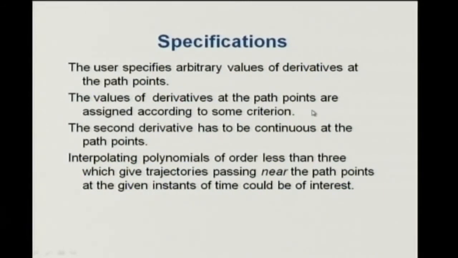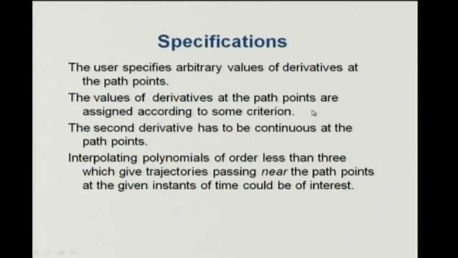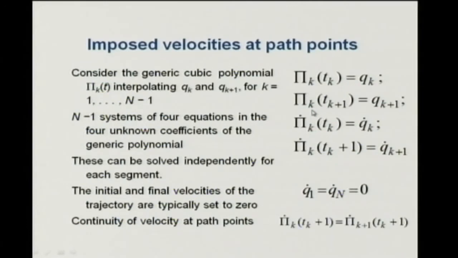And finally, you could also be interested in polynomials less than order 3, which may not exactly pass through those points, but will go close to those points. That also could be an option. Interpolating with third order polynomials can be a problem. I'll have more difficulty running this on a microprocessor, so reduce it. So these are the options which you could be interested in. So we'll look at some of them.